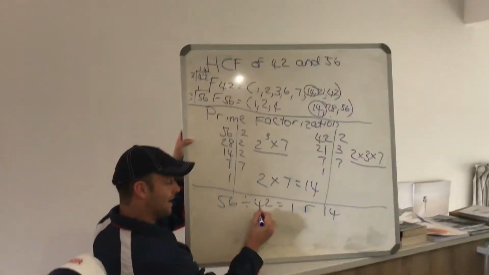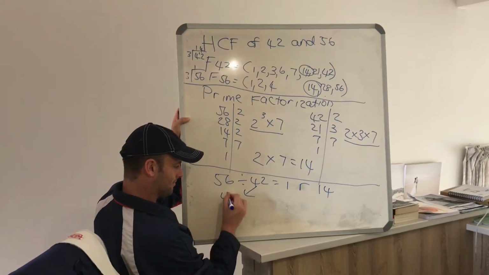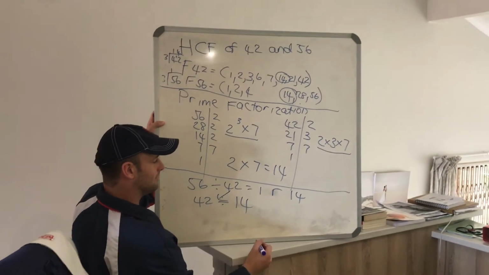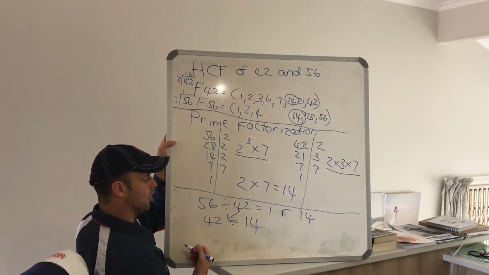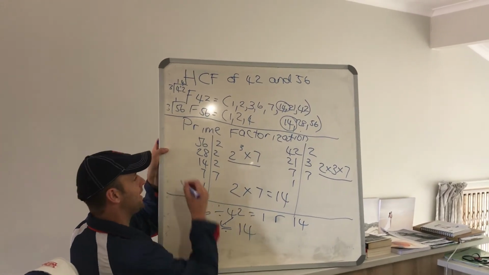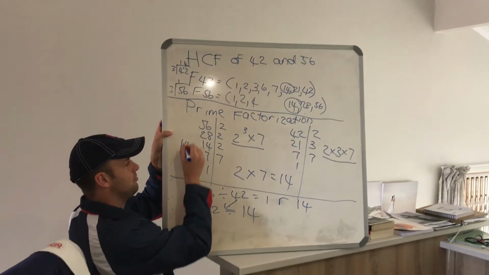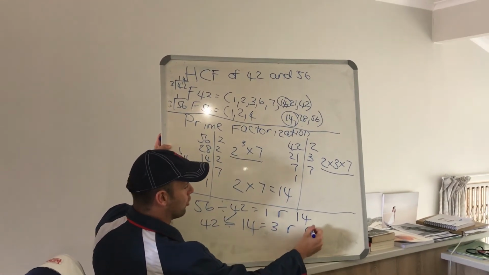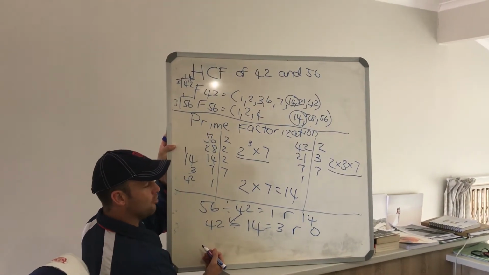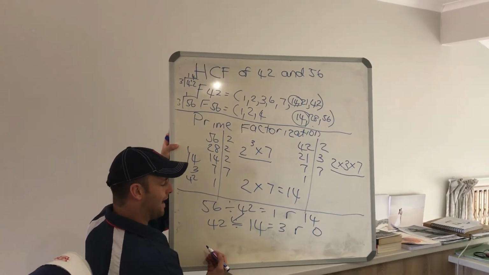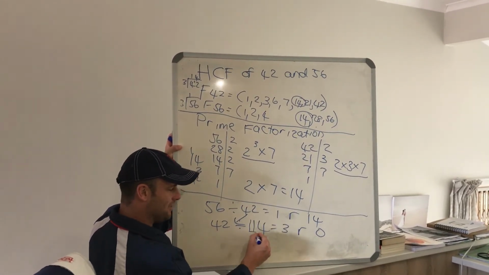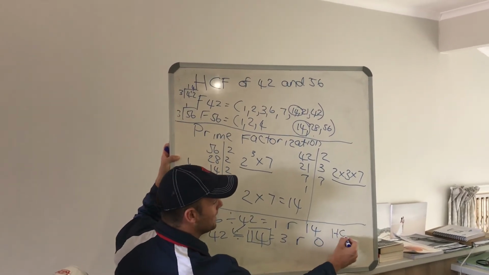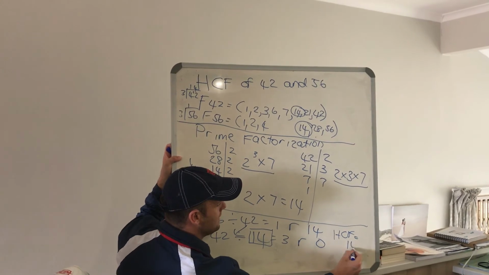Then you take the number you divided by and you divide by the remainder. Now if you don't know how many times 14 goes into 42, you can check and do a little sum. 14 times 3. So it goes in exactly 3 times, remainder 0. As soon as you've got remainder 0, you know the number you divided by, the divisor, is your highest common factor. So my highest common factor again equals 14.